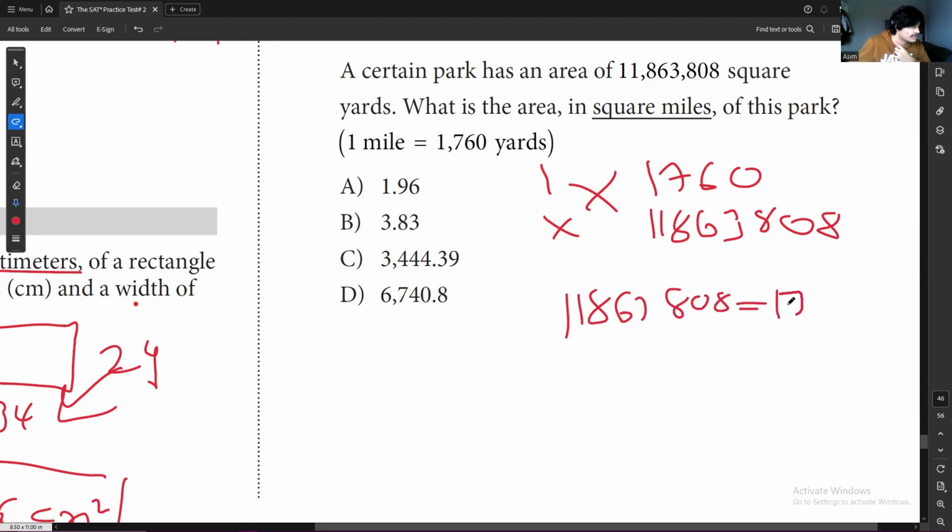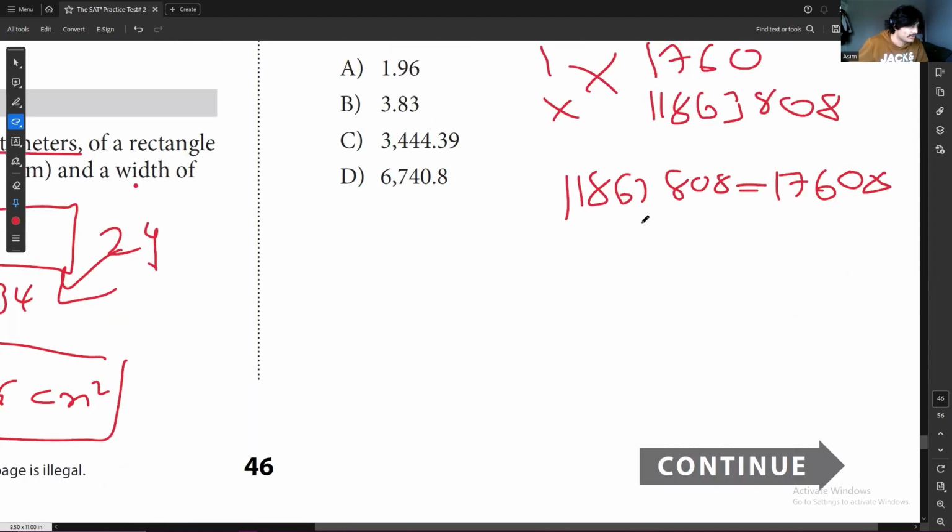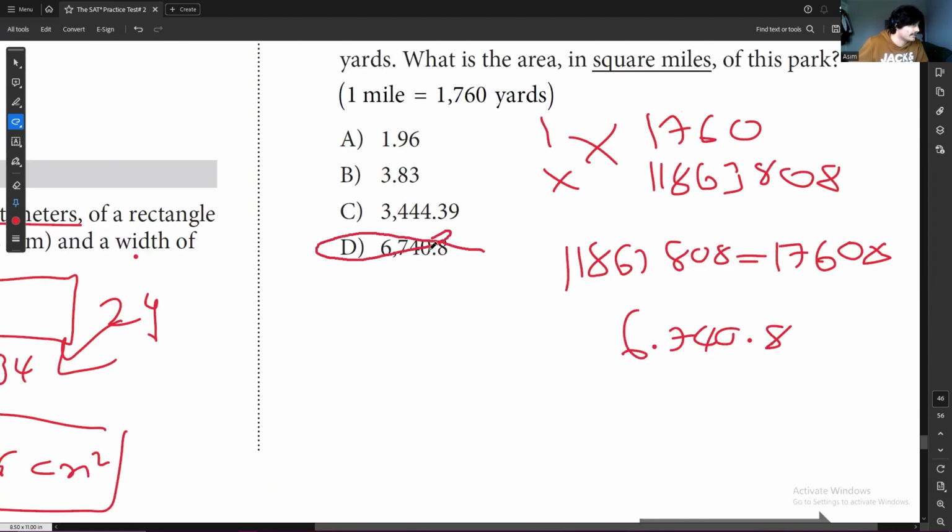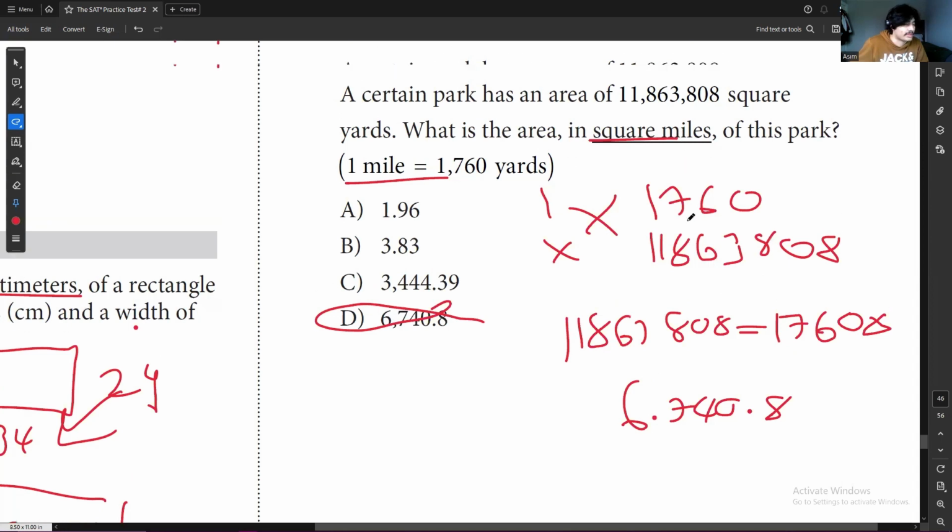118,63808 equals 1760 squared x. Now, if I divide this, my calculator gives me 6,740.8 for my square mile area.